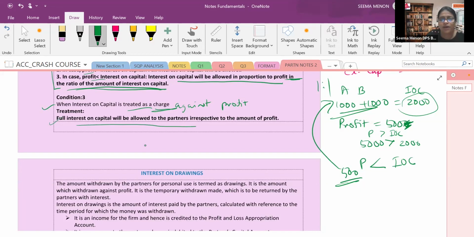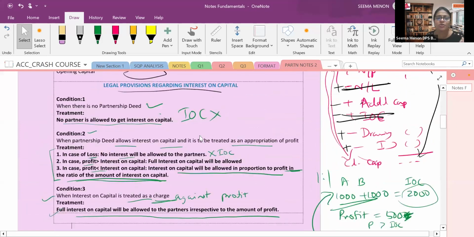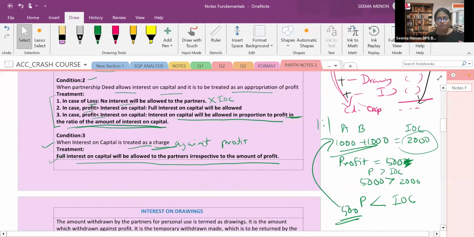Full interest on capital will be allowed to partners irrespective of the amount of profit. Whether profit is more, less, or no profit, in every situation partners should get interest on capital. Children, I hope you are clear with this. That's about the interest on capital theory portion.